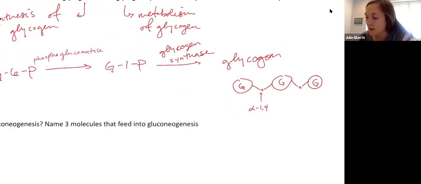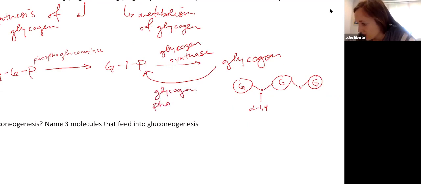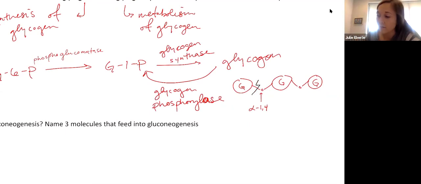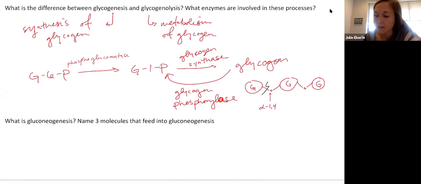All right, so the only thing that's different is when we go to break down glycogen, we use glycogen phosphorylase. And glycogen phosphorylase is going to break the glycosidic bond and, I can't even speak right now, add a phosphate group, phosphorylate glucose simultaneously. So it'll break the glycosidic bond, phosphorylate, we get G1P. We run it back to G6P, and then we can feed it through glycolysis.